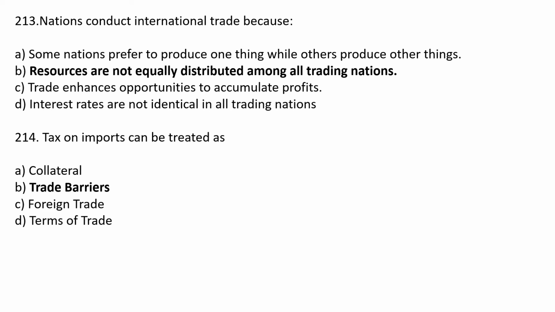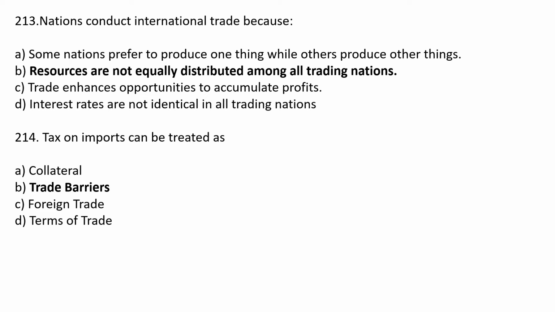Nations conduct international trade because some nations prefer to produce one thing while others produce other things. Option B, resources are not equally distributed among all trading nations. Option C, trade enhances opportunity to accumulate profit. Option D, interest rates are not identical in all trading nations. The correct answer is option B, resources are not equally distributed among all trading nations.